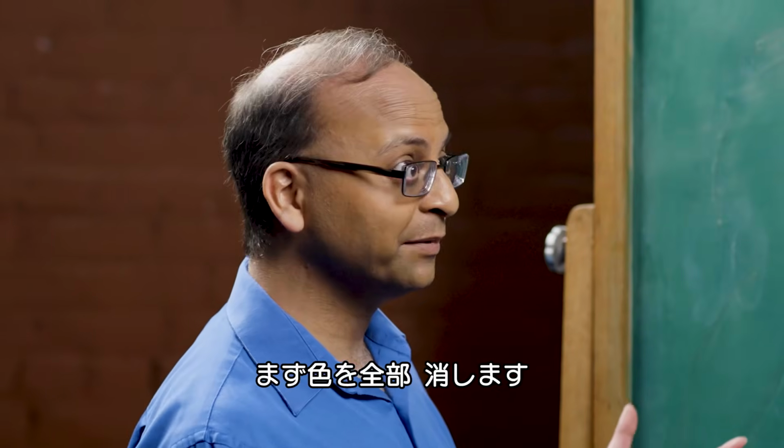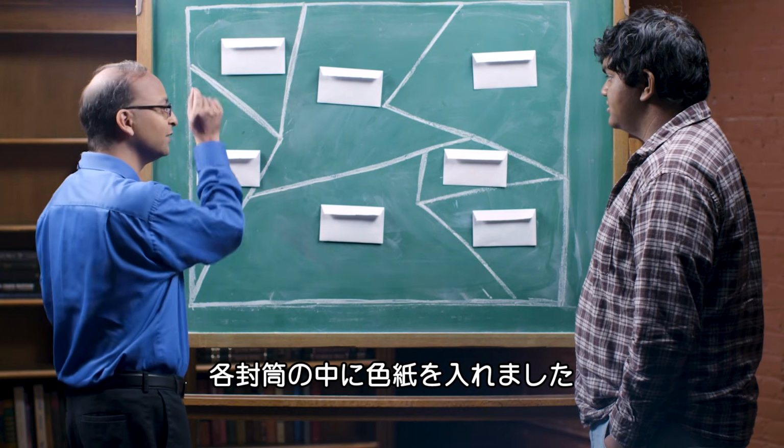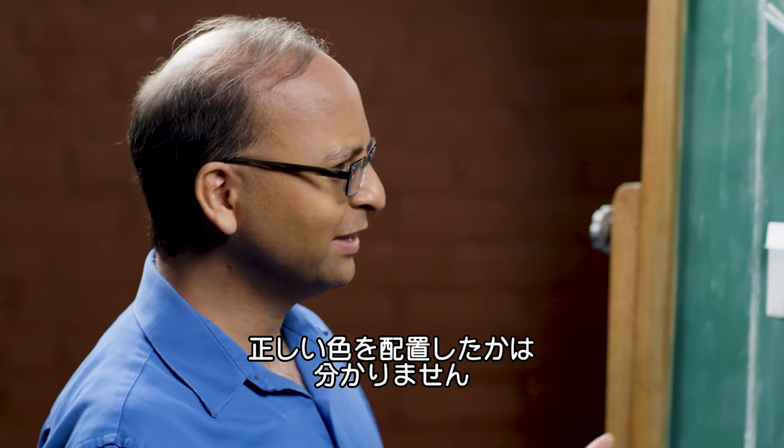How would we turn something like this into a zero-knowledge proof? Of course, the first step is we have to erase all the colors. What I've done is I've put a color inside each of these envelopes. Now, how do you know that it's a valid coloring?